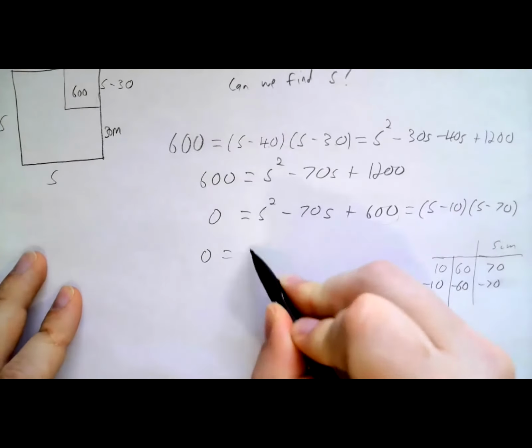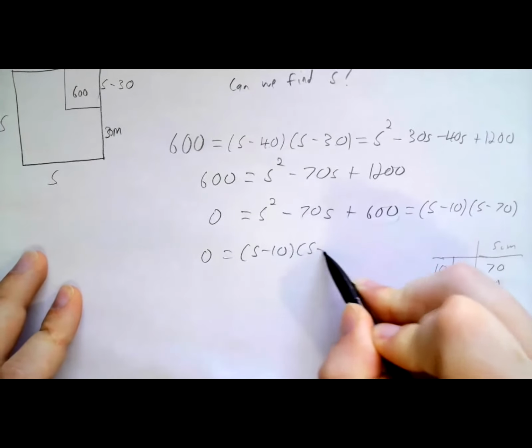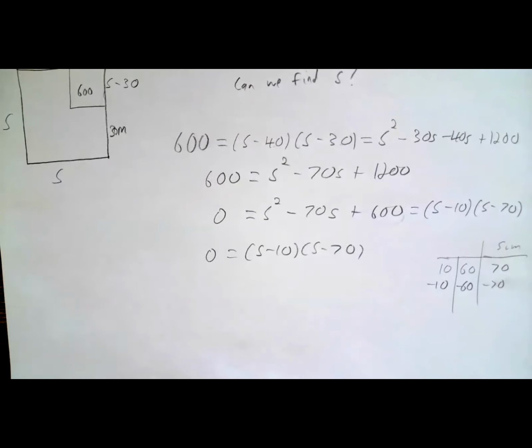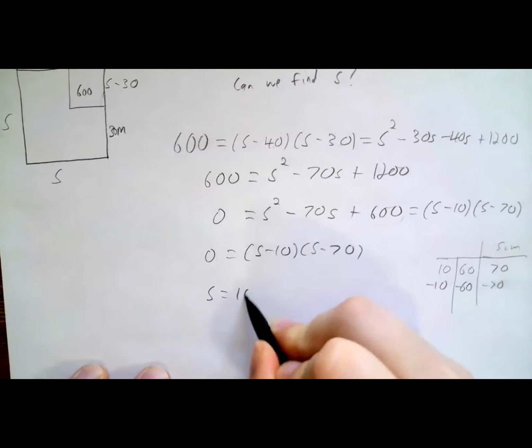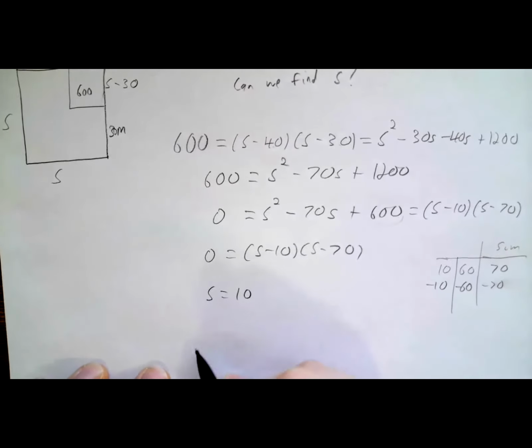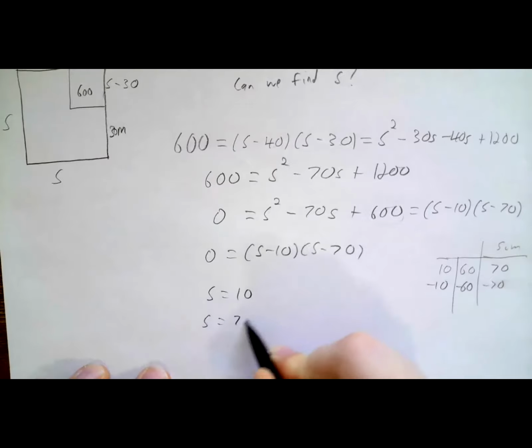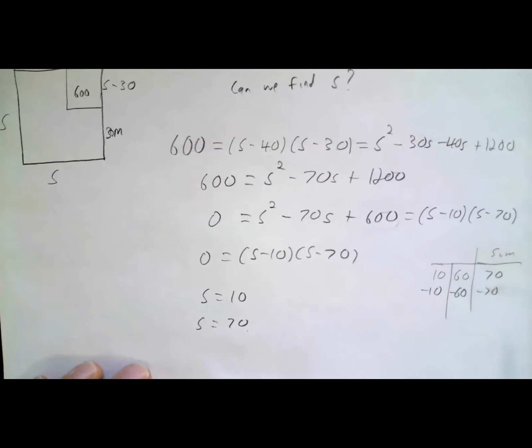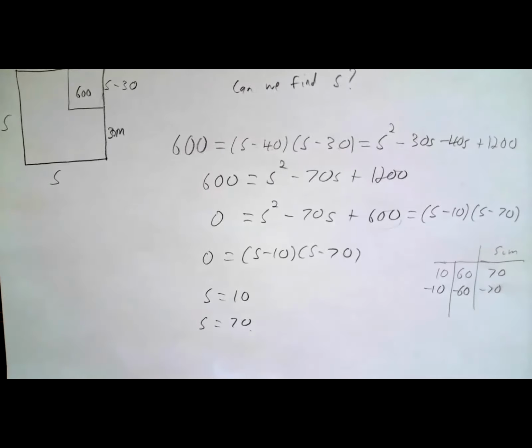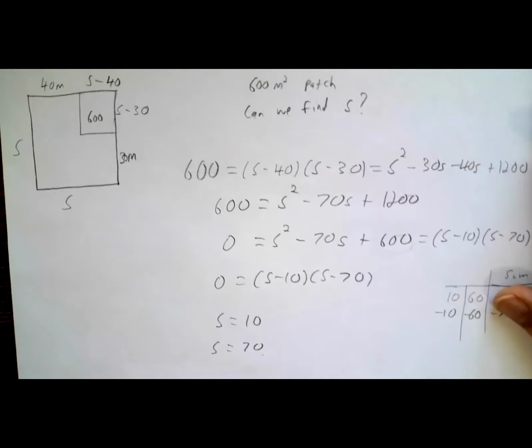So I'm getting 0 equals S minus 10 times S minus 60. What are the possible values for S? S equals 10 and S equals 60. From a mathematics perspective, both of these possibilities are valid, they both make the equation equal to 0. But only one of these answers will make sense in the context of the problem.